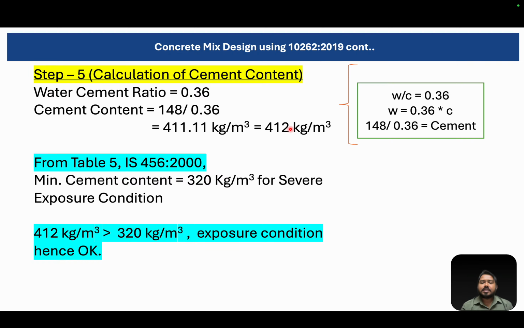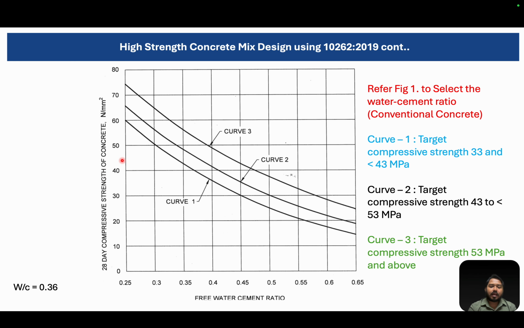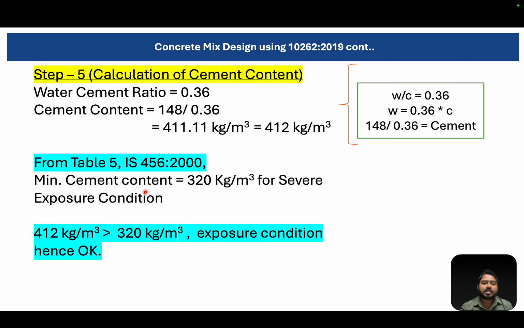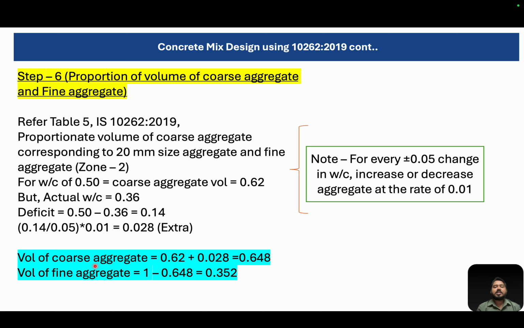Now the next thing, similar to your exposure condition, I also need to check whether the cement I have taken meets my criteria or not. From table 5, as you can see in the earlier slides I have shown you, cement was missing from that. So minimum cement you have to use is 320 kg per meter cube. In this case, my cement content is 412 kg per meter cube. That means whatever cement I have taken is also meeting my exposure condition, because minimum you have to take 320 kg per meter cube, and I have taken 412 kg per meter cube. That means it is also satisfying my exposure condition. Hence it is okay.